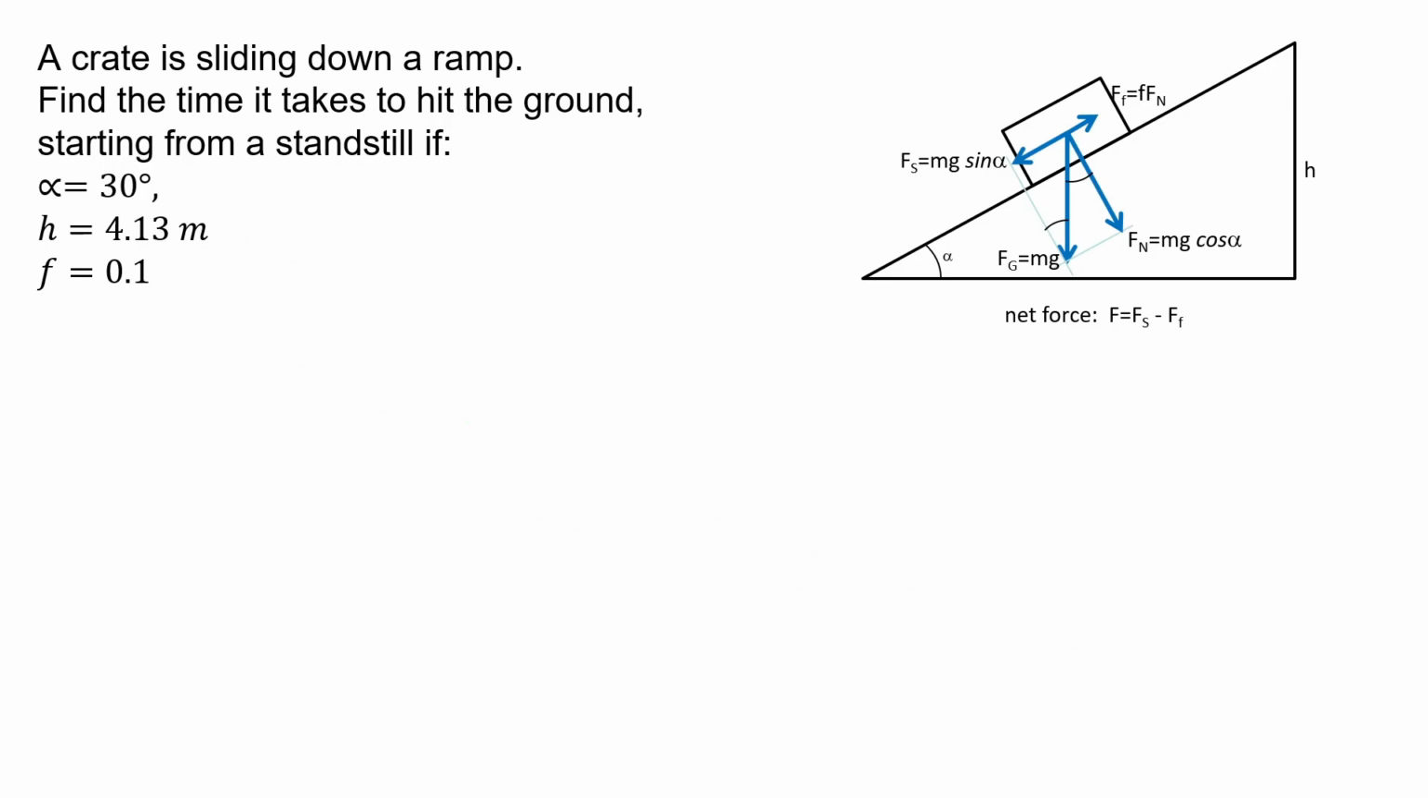A crate is sliding down a ramp. Find the time it takes to hit the ground, starting from a standstill, if we know that the inclination angle of this plane is 30 degrees. The height of this inclined plane, which is shown here as this edge, h, is 4.13 meters, and we also have lowercase f, the coefficient of friction, 0.1.